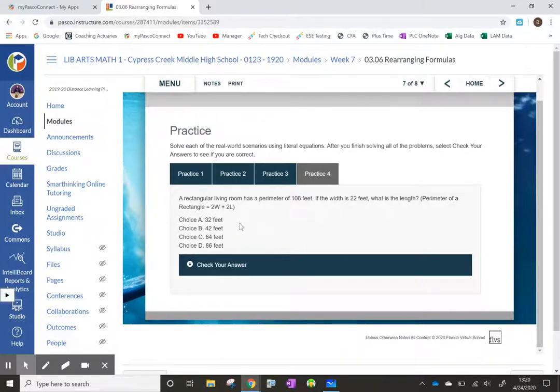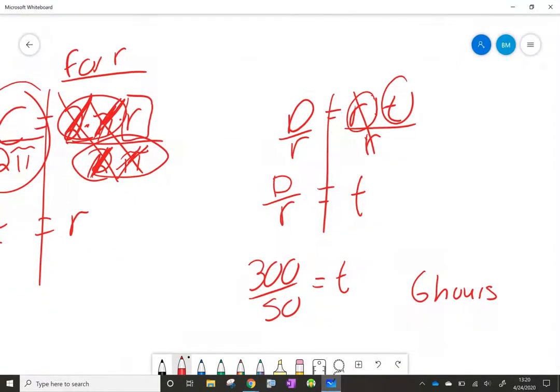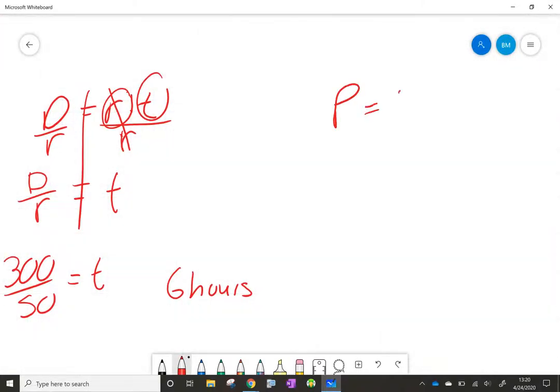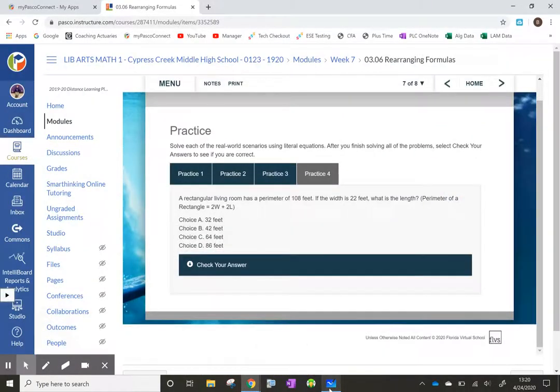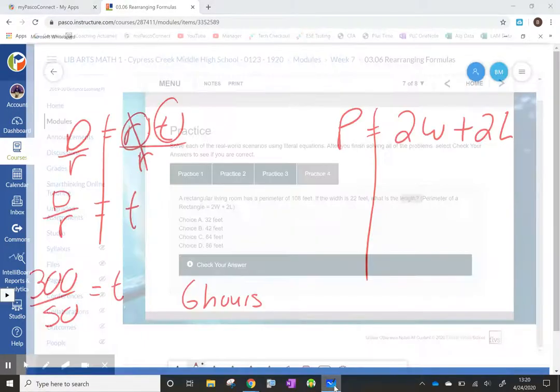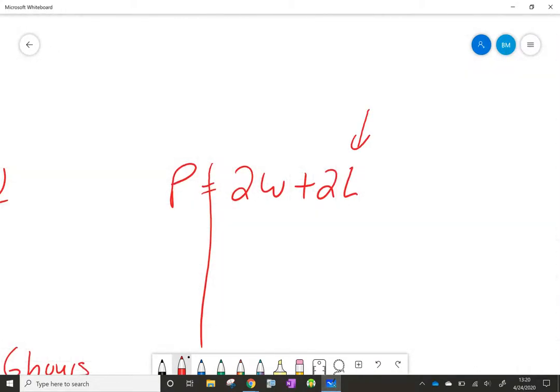So rectangle perimeter is 2w plus 2l. So perimeter is equal to 2w plus 2l. So we are asked here, we know the perimeter is 108, we know the width is 22, and it wants us to find the length. So we want to find L. So we're going to solve for L. So that means getting rid of everything else. So first thing is 2w has nothing to do with the L term, so let's cancel that out. Since we want it to go away completely, we'll subtract 2w, because 2w minus 2w will make it 0, so it won't exist on that side anymore.